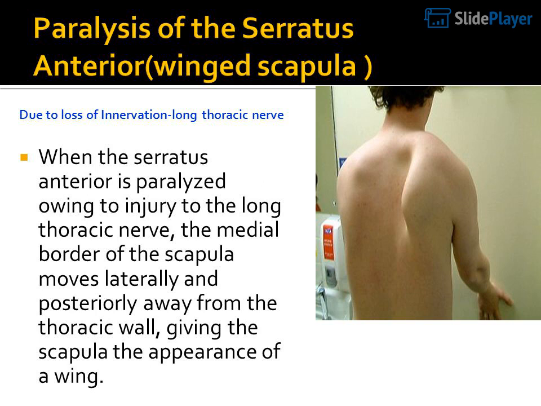When the serratus anterior is paralyzed owing to injury to the long thoracic nerve, the medial border of the scapula moves laterally and posteriorly away from the thoracic wall, giving the scapula the appearance of a wing.